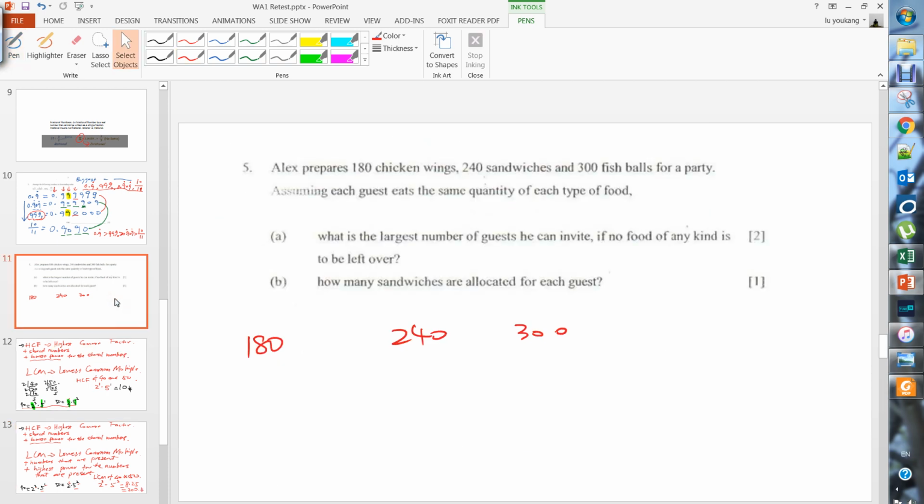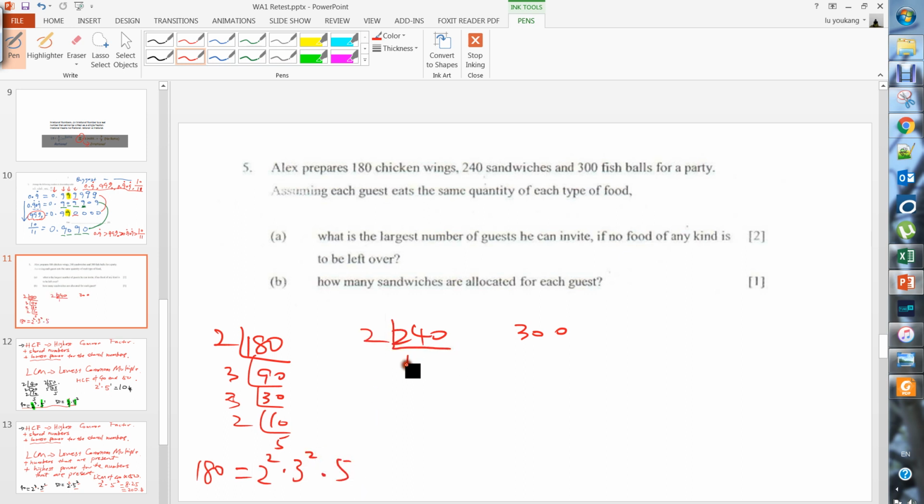So let me come back to this question. What do you do? You do the prime factorization of this first. So 180 is what? 2 to the power of, how many 2s do you have? You have 2, 2, and then you have 3, 2, and you have 1, 5. So similarly, you do it for this.